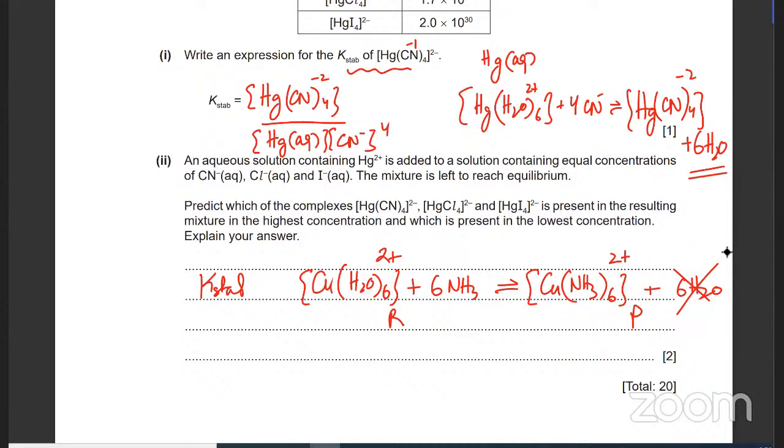I mean, just saying if we want to find K stab of a particular substance, so let's suppose we want to find K stab of magnesium fluoride. No, but that is not a complex.